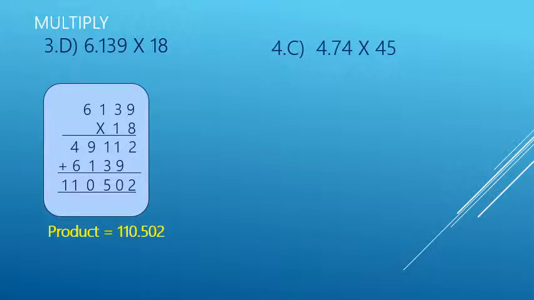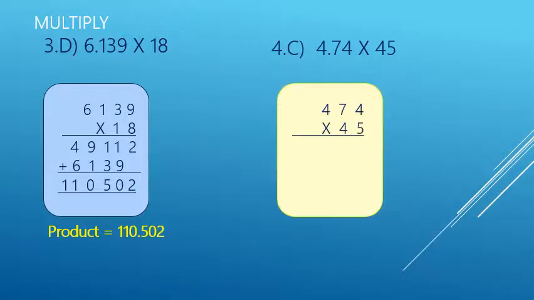Now let's come to the next question, which is C part of question number 4. So here we will multiply 4.74 by 45. Now 4.74 is a decimal fraction and 45 is a whole number. So what we are going to do? We will consider 4.74 as a whole number, and then we will multiply it by 45. So 474 multiplied by 45.